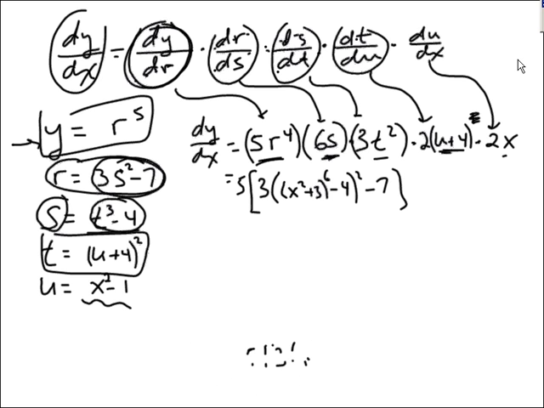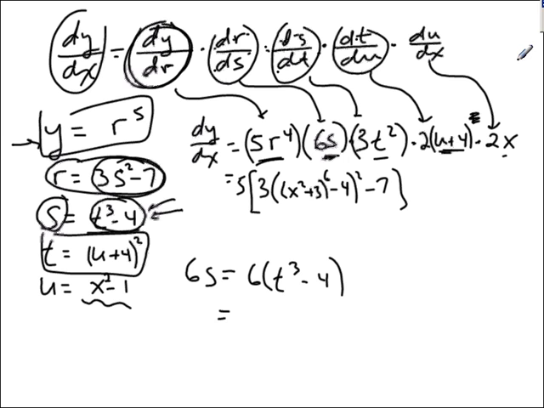You really need to understand every line I'm doing here. Okay, 6s. Notice, by the way, that what I wrote down in the last line is just in terms of x. I want to write 6s just using x's. Well, that's how I write s: 6 times t cubed minus 4.